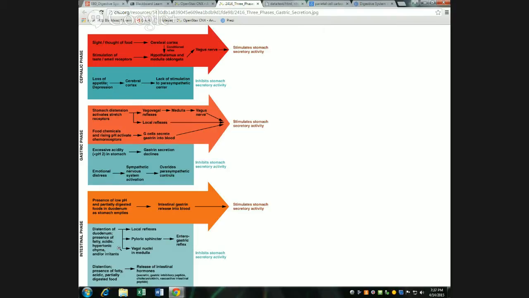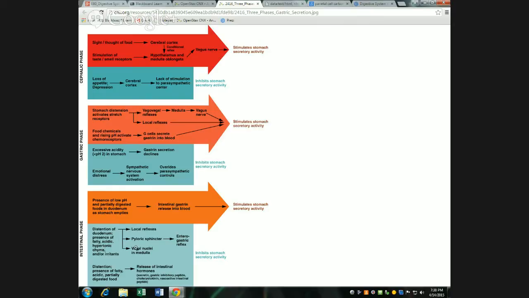The last part down here is the intestinal phase, which is how the intestine feeds back to what's going on. Now, as they've set this up, there's an arrow representing the increase in secretion and a bar at the bottom talking about the inhibition. With the intestinal phase, the inhibition is actually a bigger part of what's going on. If the duodenum starts to stretch out, which it doesn't want to do, it's going to send signals back to inhibit gastric activity.